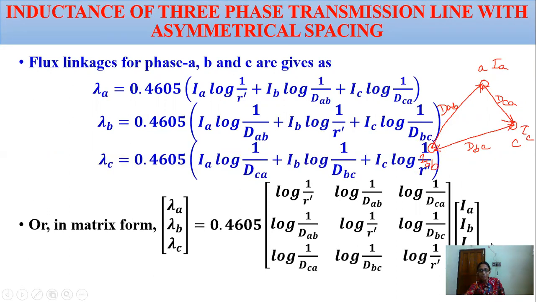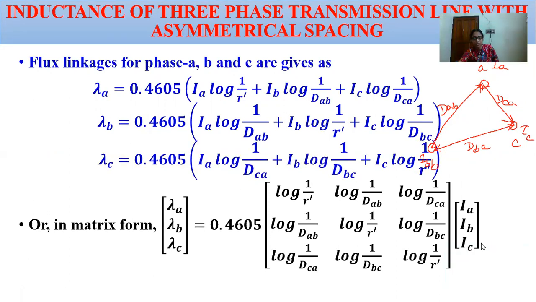So the generalized expression can be written as: this is the flux linkage matrix, a column matrix, equal to the inductance matrix of the three-phase transmission line having asymmetrical spacing multiplied with the current matrix. The current matrix is a column matrix having the three-phase currents IA, IB, IC.